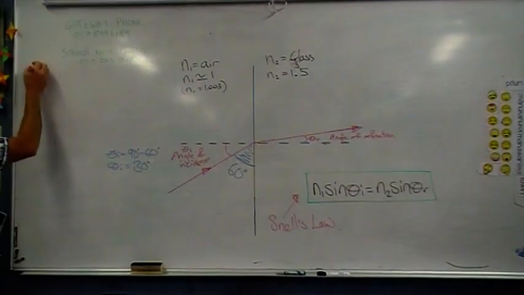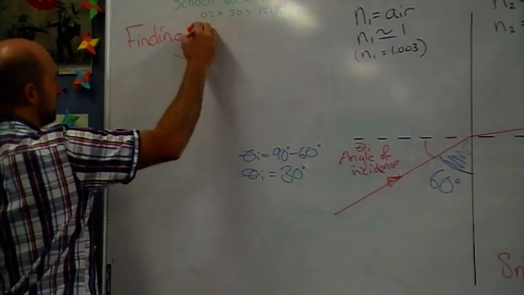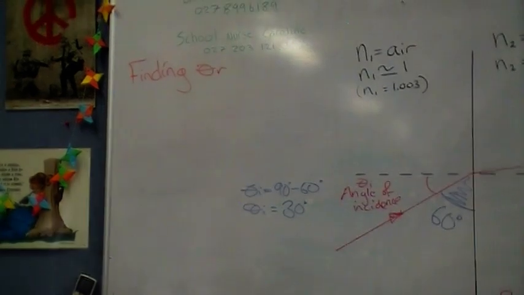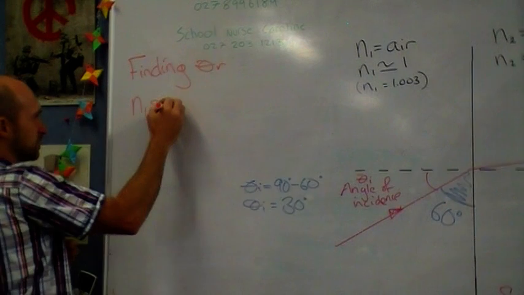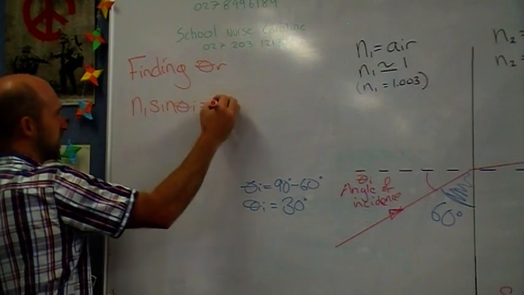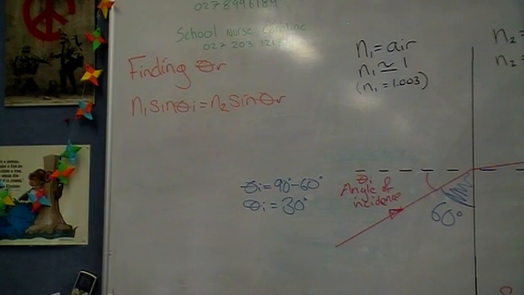finding theta r, we've got n1 sine theta I equals n2 sine theta r. We're going to try and rearrange this to make it theta r equals. What's the first thing we're going to do?